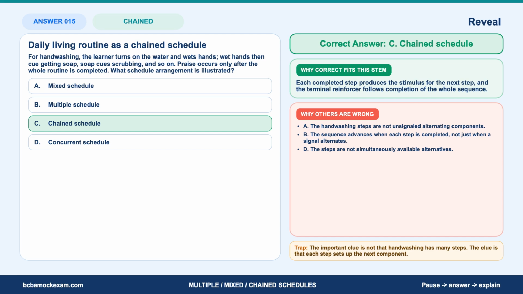Now, check the distractors. For A, the hand-washing steps are not unsignaled alternating components. For B, the sequence advances when each step is completed, not just when a signal alternates. For D, the steps are not simultaneously available alternatives. Say the reason in one sentence before moving on. Trap check. The important clue is not that hand-washing has many steps. The clue is that each step sets up the next component.